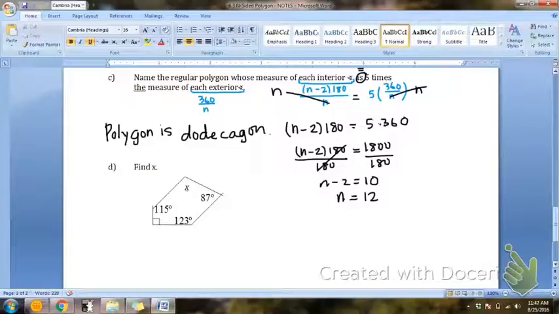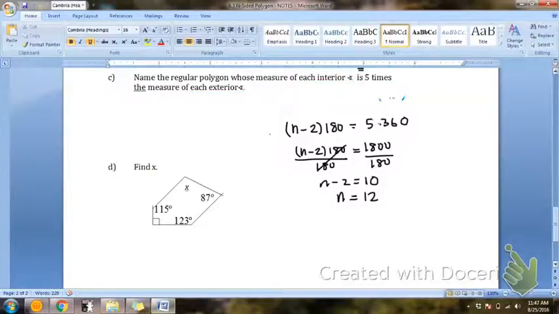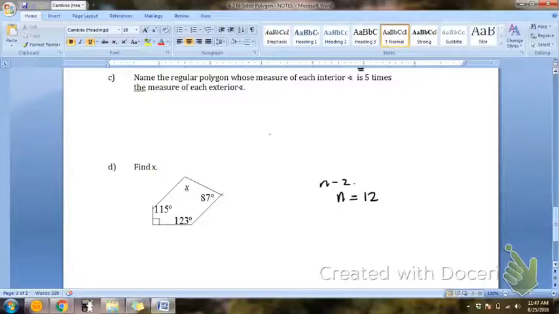letter D, it says find what x is. I think you guys would agree, I could add 90 plus 115 plus 87 plus 123 plus x, but I don't know what I need to set it equal to. So the first thing I need to do is to figure out how much I need to set it equal to. So I need to know the sum of all the angles inside. What kind of a shape is this? How many sides are there? 5. So this is a pentagon.